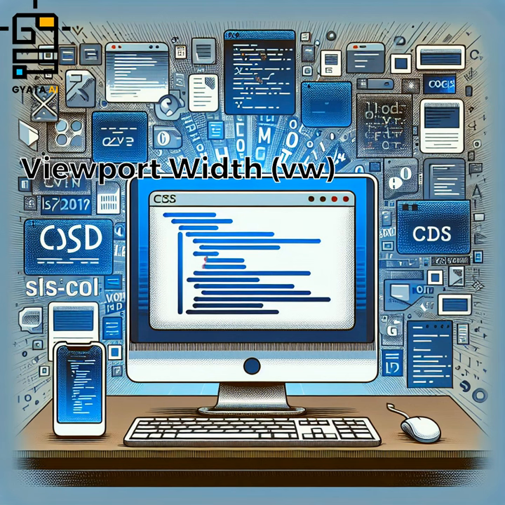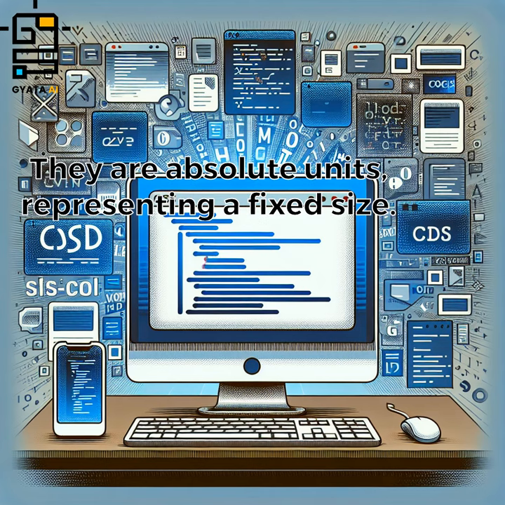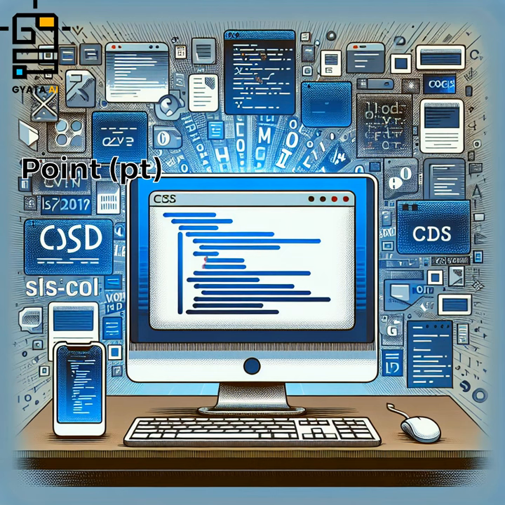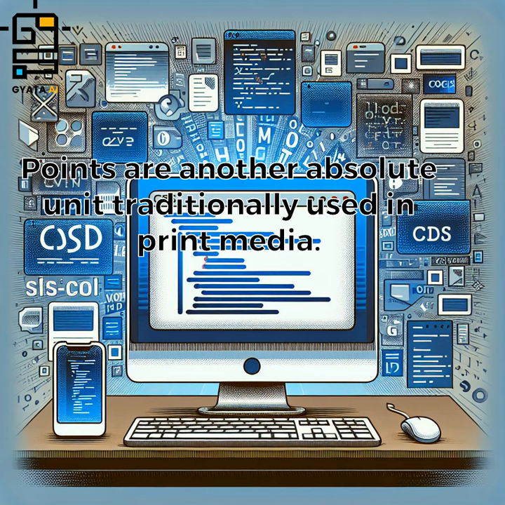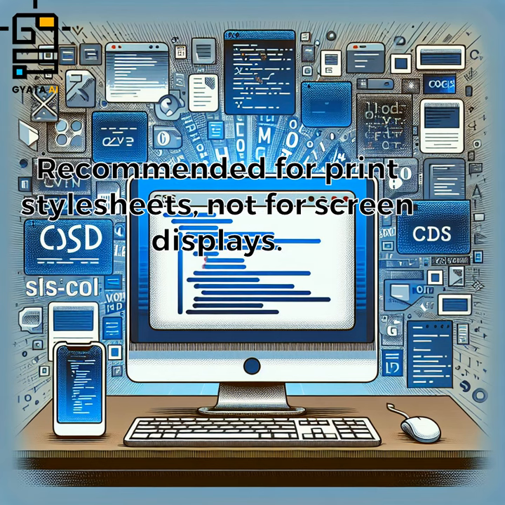Percent, em, rem, viewport width, pixel. Pixels are the most common unit used to define font size. They are absolute units representing a fixed size. Point. Points are another absolute unit traditionally used in print media. 1 point is equal to 1/72 of an inch, recommended for print style sheets, not for screen displays.